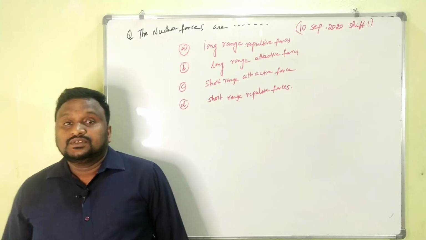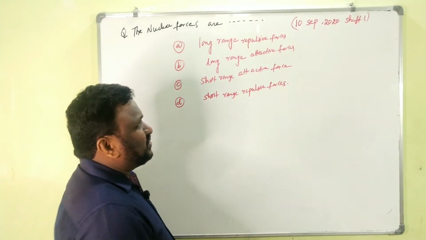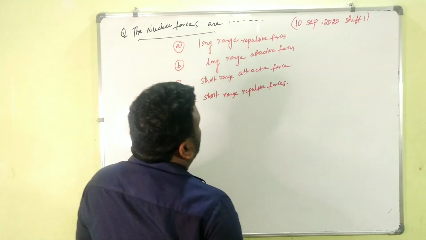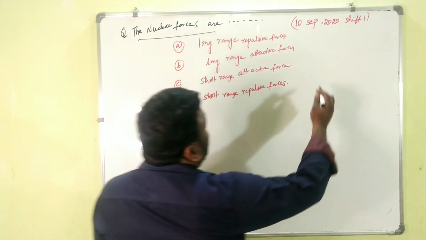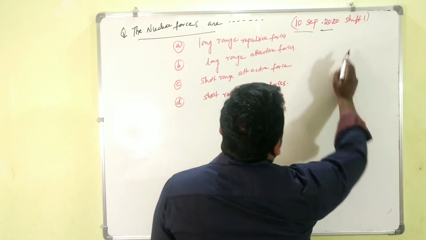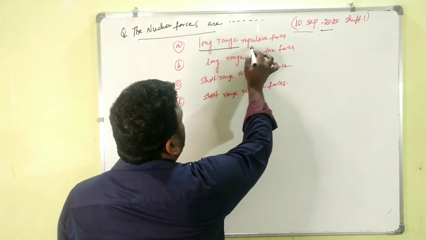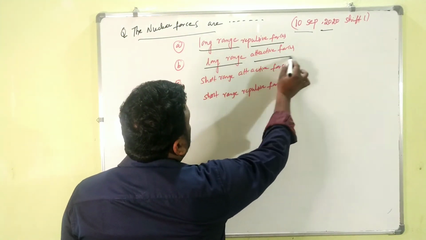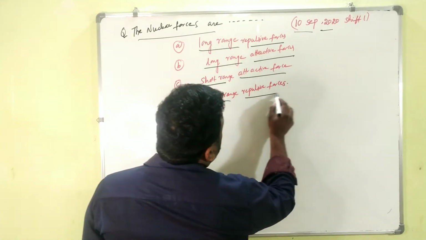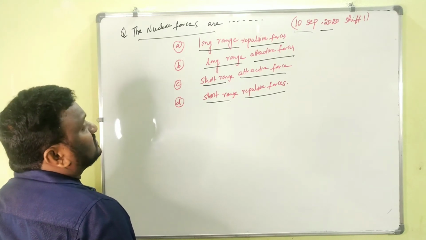Okay, see the next question. This is from the physical world chapter, a very important and very easy question. The nuclear forces are, it was given in previous exams, 10th September 2020, shift 1. Options are given: long range repulsive forces, long range attractive forces, short range attractive forces, and short range repulsive forces.